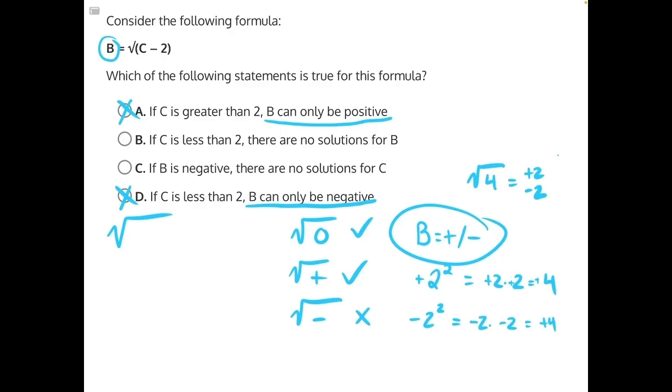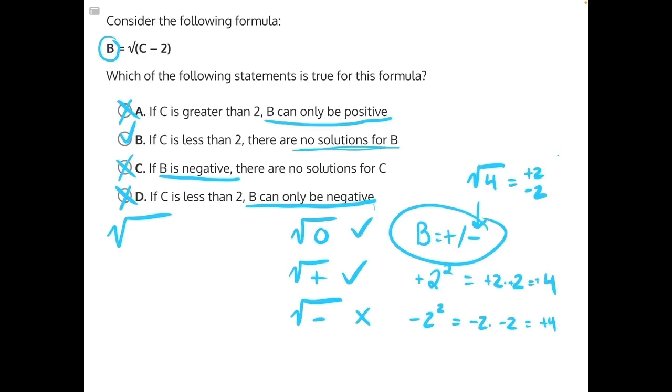For b and c, C says if b is negative, there are no solutions for c. Well, what we just established is that b can be negative. It is okay for b to be negative. There are solutions for c where that happens. So it can't be answer choice C. It is answer choice B, because c being less than 2 will create no solutions for b.